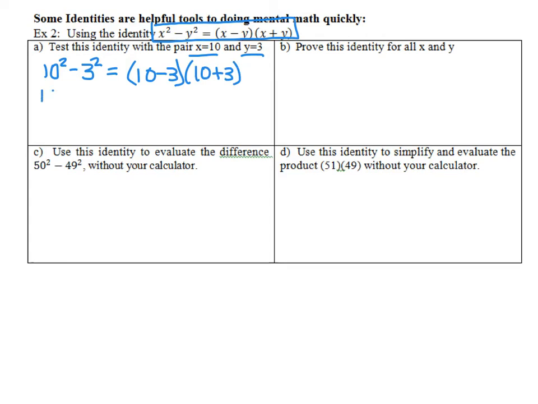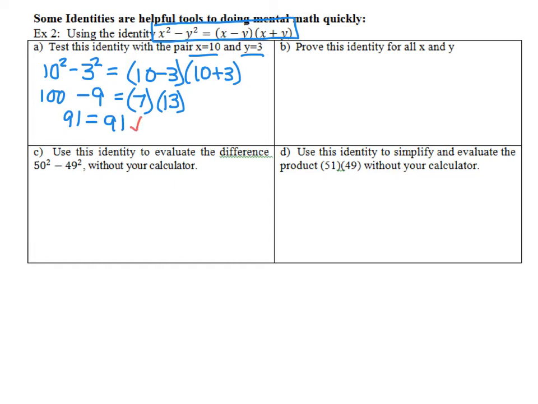So 10 squared we of course know is 100, 3 squared we know is 9, 100 minus 9 is of course 91. Now go to the right side of the equation. 10 minus 3, that's 7. 10 plus 3, that's 13. 7 times 13 is also 91.